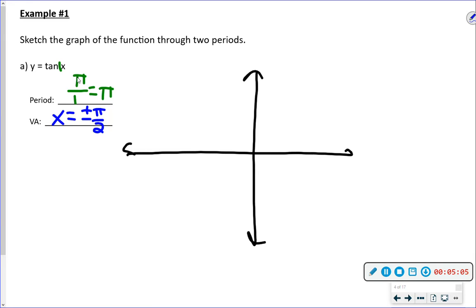So again, I'm going to ballpark negative pi over 2. That looks good. Positive pi over 2. Got it. And I'm going to draw 2 dashed vertical lines through there. Okay. Next thing we're going to do, easy thing, you're going to find what's exactly in the middle of your 2 vertical asymptotes, the midpoint, which would be right there at 0, 0.